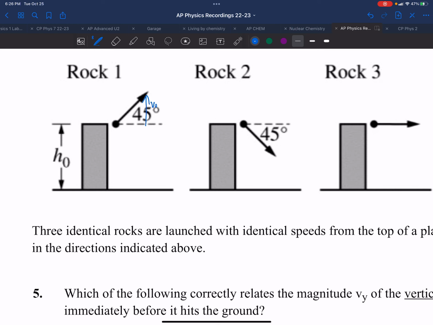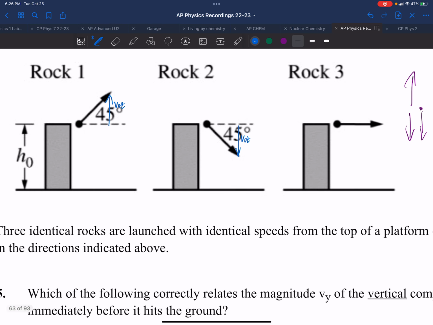This has a V0z, an initial velocity upward. This has a V0z, an initial velocity downward. And this has a V0z equal to zero. So this is like the drop, this is the thrown down, and this is the thrown up. The fact that it's two-dimensional really doesn't change the qualitative effect of the projectile, because V0z is going to decrease to zero, and then it's going to increase and come back down.